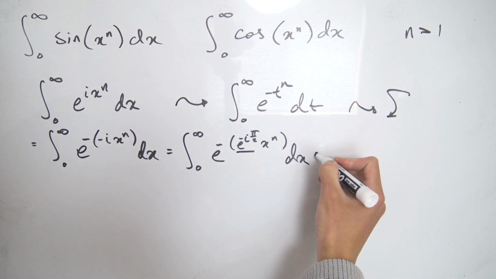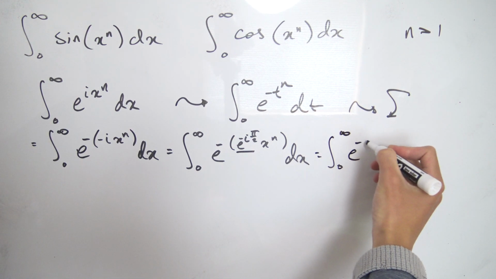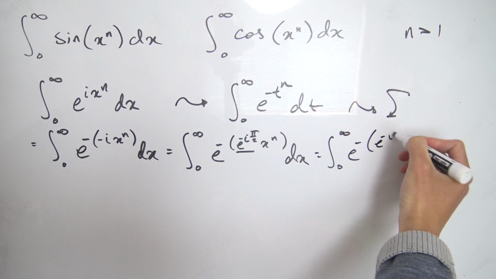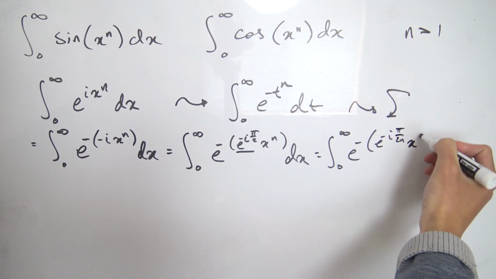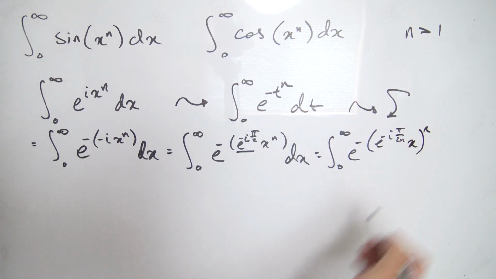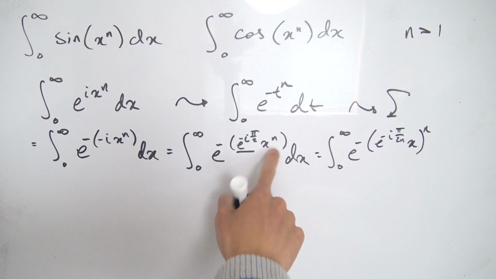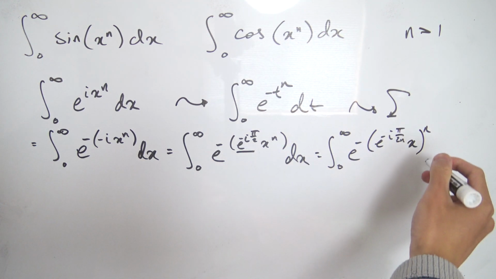So let's plug that in. This is now equal to the integral from 0 to infinity of e to the minus, and now this is going to turn into e to the minus i pi over 2n times x, and then we can raise all of this to the nth power. We had something raised to the nth and x raised to the nth, and we can combine those two together into that whole expression raised to the nth power.